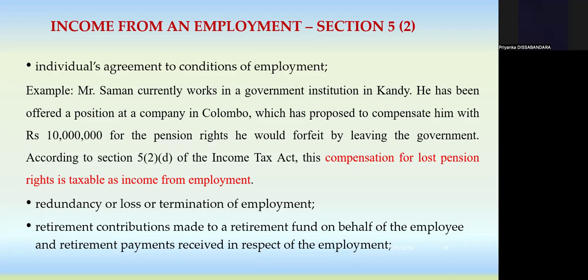That is one type of payment, and another payment is retirement payments received in respect of the employment. That means when we are retiring, the employer pays us retirement payments. So that is also a part of the employment income. And the retirement contributions made by the employer on behalf of the employee are also a part of the employment income.